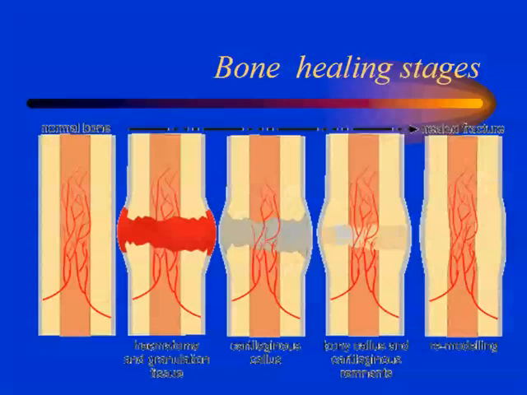Again, this is looking at your bone healing stages. Initially, that's a normal bone, and the first one on the far left is a normal bone. The second is where a hematoma is formed with the granulation tissue. Hematoma here is spelled H-A-E-M-A-T-O-M-A, so you know that this is taken from a British journal.